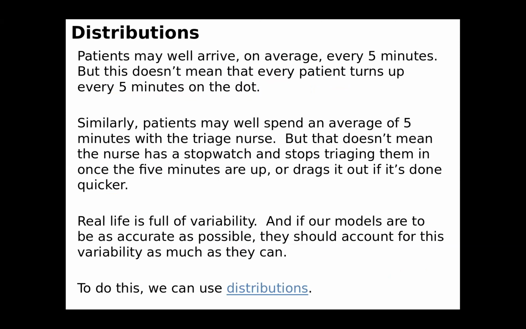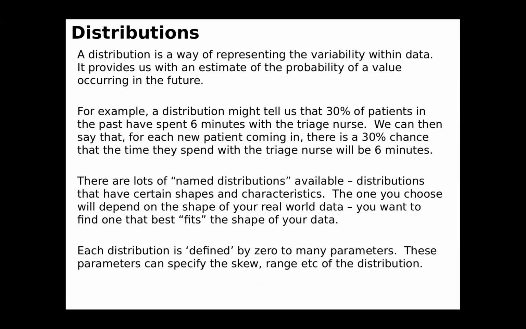Because the real world is full of variability, we need to account for it. And the way in which we do that using models is using something called distributions. Basically, a distribution is just a way of representing variability within our data. It gives us an estimate of the probability of a particular value occurring in the future. So we might, for example, have a distribution that says that 30% of patients in the past have spent 6 minutes with a nurse. Most of the models you build will be stochastic models. That is, they will use random numbers.